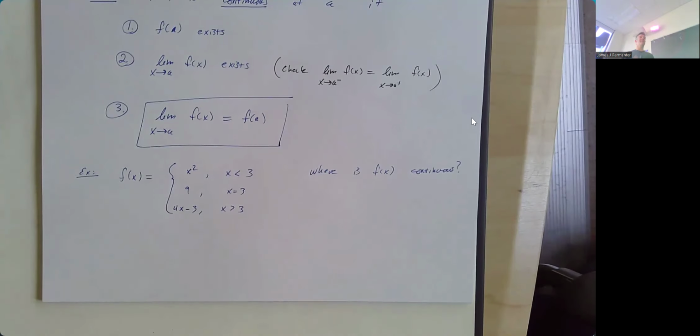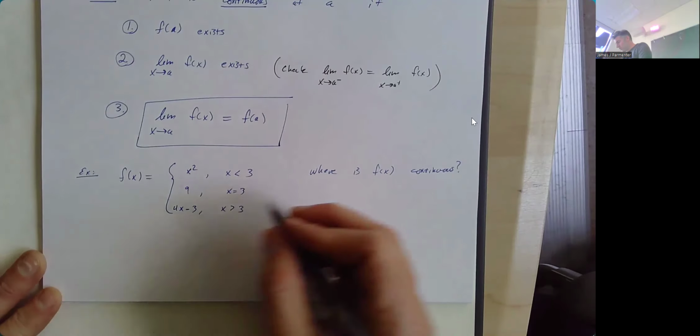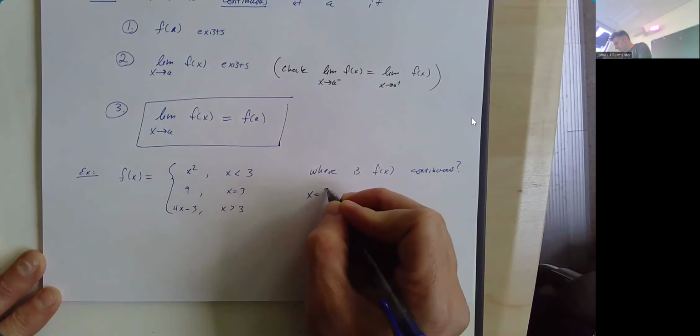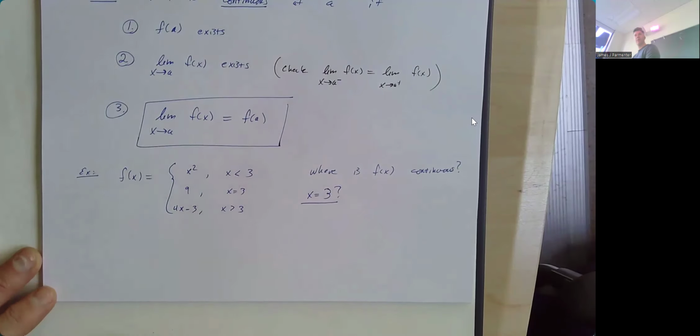The only point of contention is when we switch from being less than 3 to being bigger than 3. So we have to look and see, is this function actually continuous when x is equal to 3? Because everything else is a given that it's going to be yes. So the question here is really, what's happening at x equal to 3? So we're going to check the 3 things.